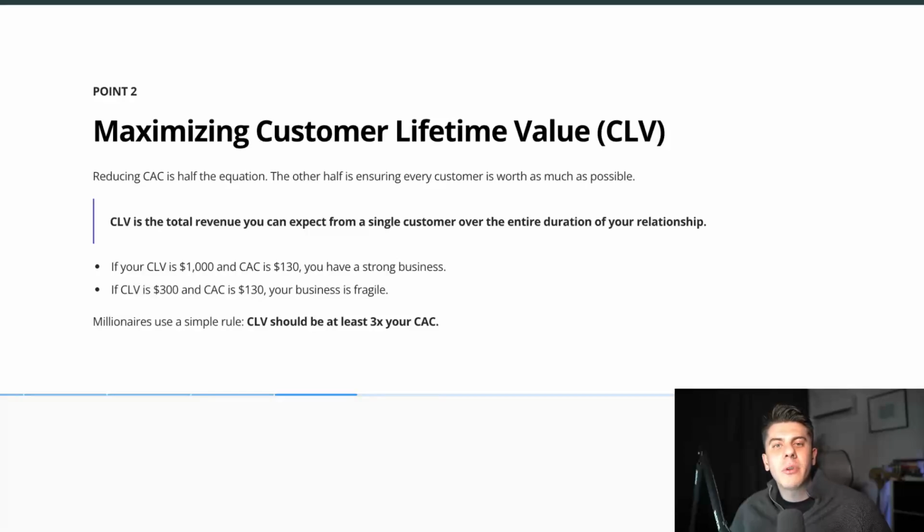CLV is the total revenue you can expect from a single customer over the entire duration of your relationship with them. Think of it as the full story of the customer, not just the first chapter. And here's why this matters. If your CLV is $1,000 and your CAC is $130, you've got a strong, healthy business. But if your CLV is $300 and your CAC is $130, suddenly your business becomes fragile. One slow month, one bad campaign, and your profits collapse.